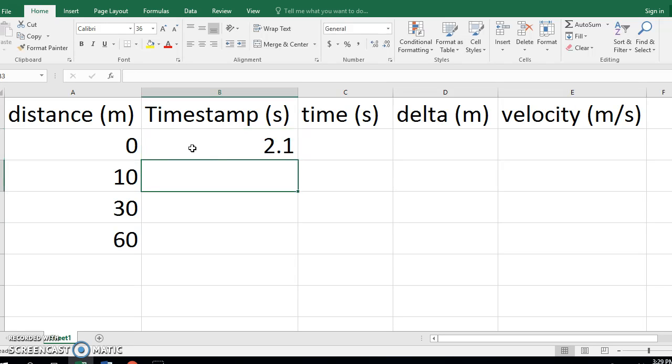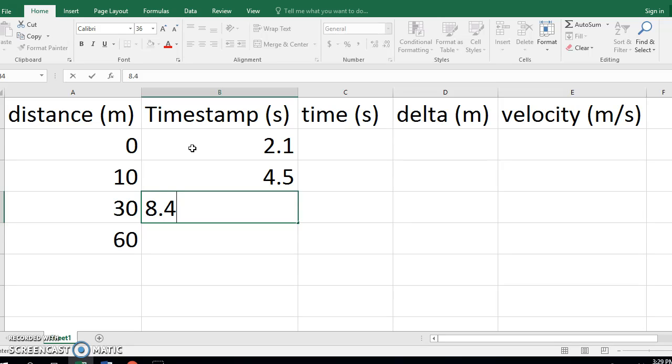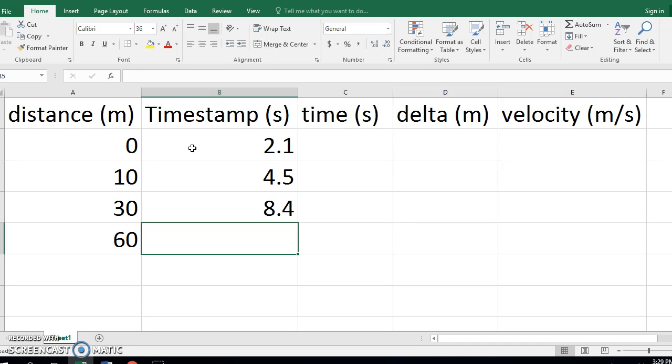2.1. So we have to start filming before they start running, and maybe it was going for 2 seconds before they started running. Then when they got past the first marker, the timestamp would say 4.5. And then this next marker, the timestamp on the film said 8.4. And the timestamp on the next one said 19.6 or something like that.